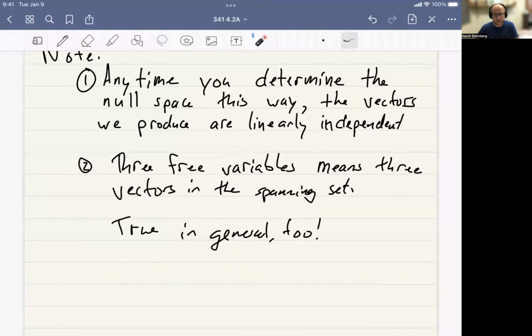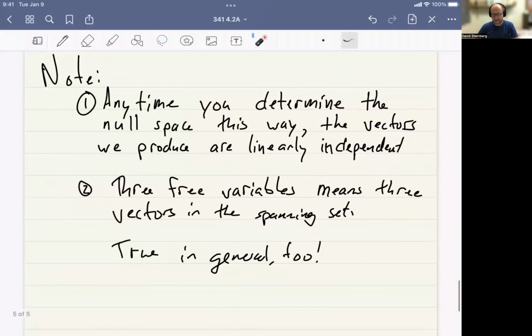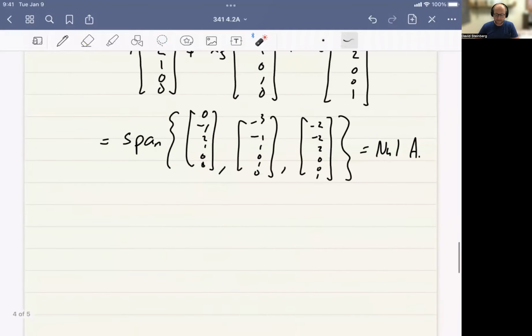Right, and the second note is that we've got three free variables. It isn't a coincidence that's giving us 3 vectors in our spanning set. That'll be true in general. The number of free variables is the number of vectors in the spanning set here.